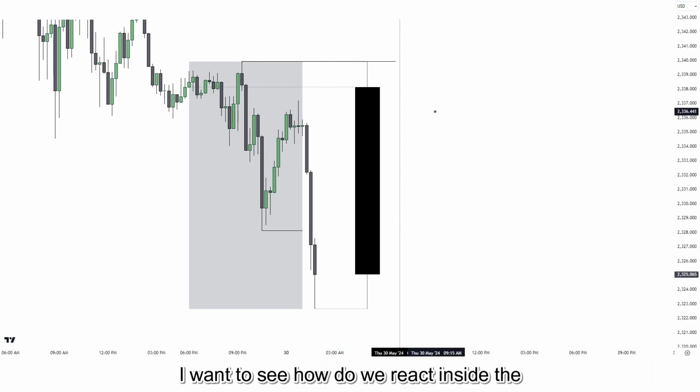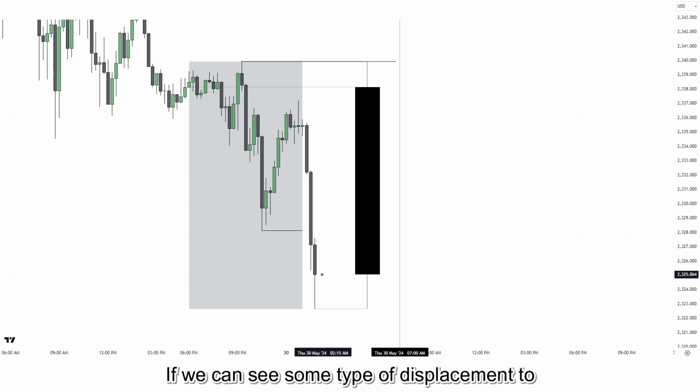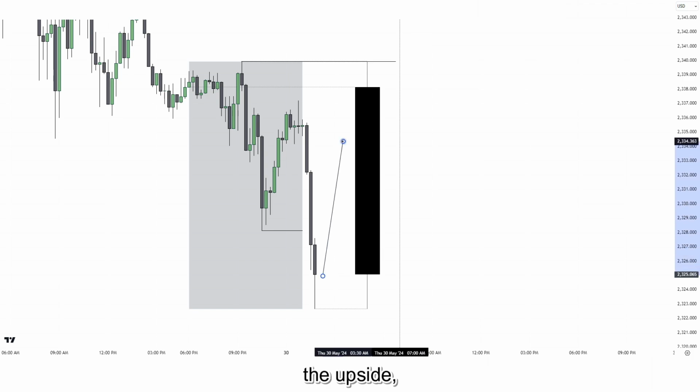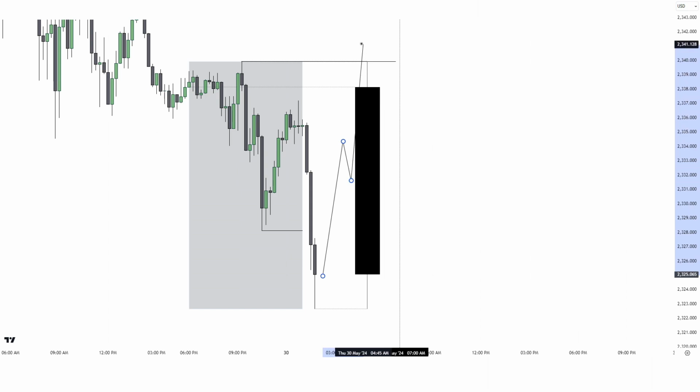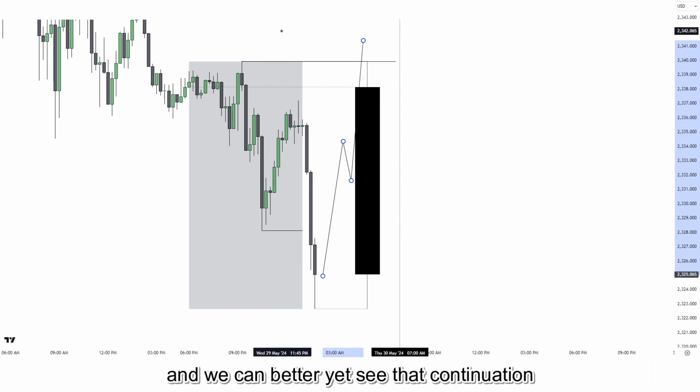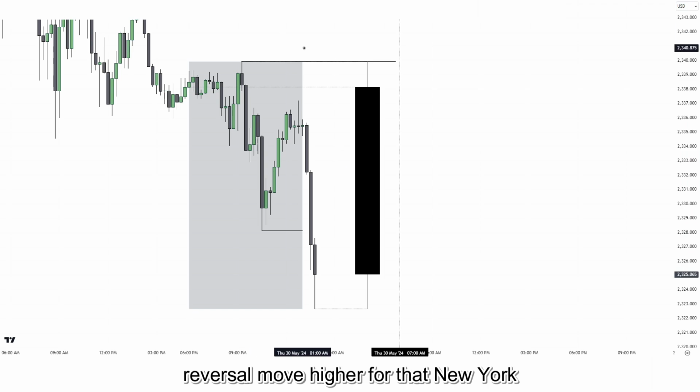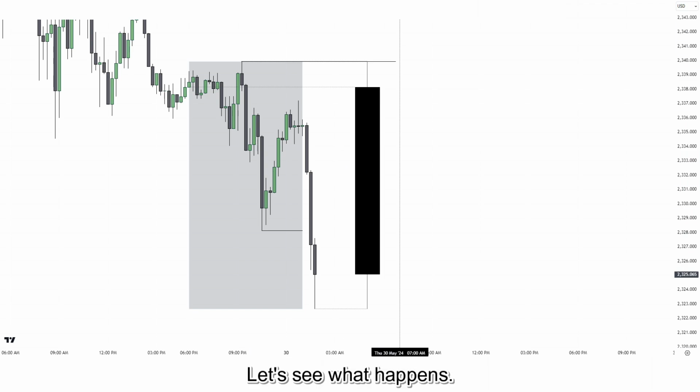I want to see how we react inside of the marketplace here coming into the London session after taking out those lows. If we can see some type of displacement to the upside, that signals to me that we have found support at this level, and better yet we can see that continuation higher, and better yet that reversal move higher for that New York retracement. We are on the 15-minute time frame. Let's see what happens.